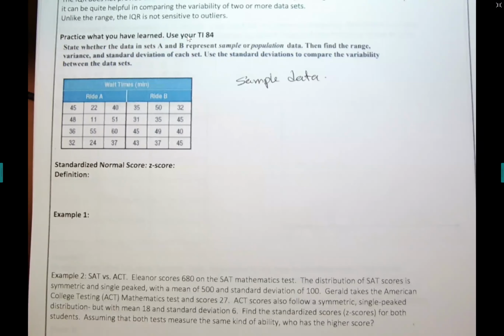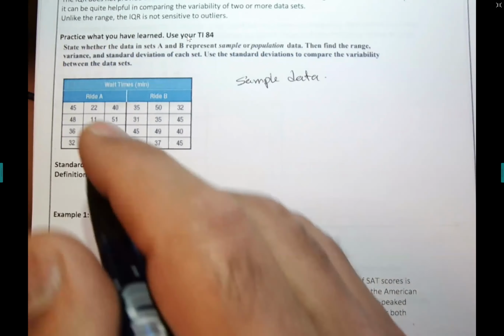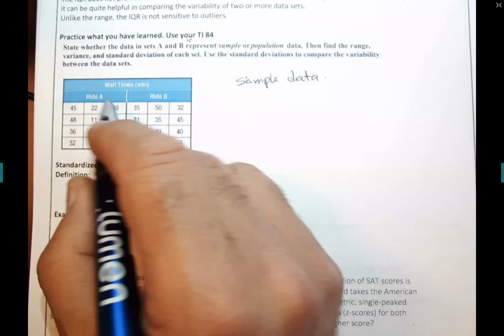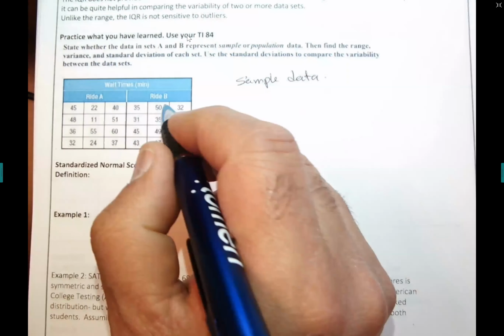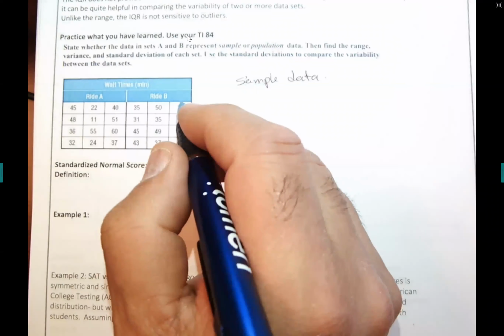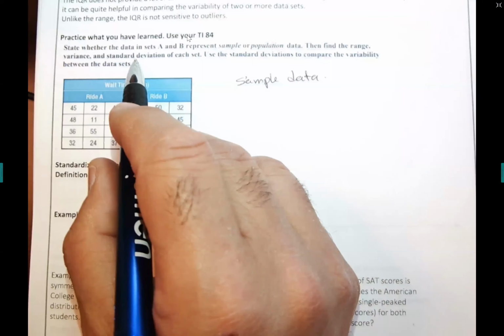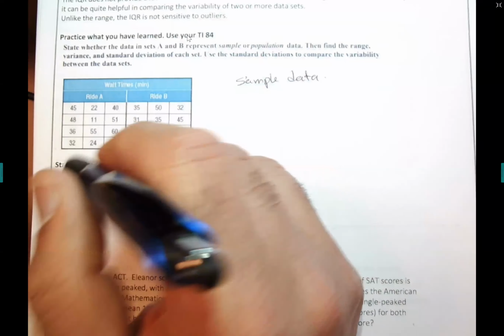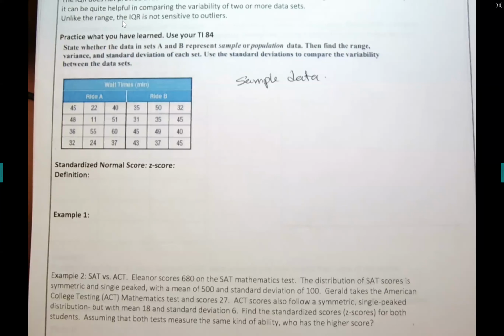Find the range, variance, and standard deviation of each set. Okay, guys, I'm gonna pause for a couple minutes and have you work on this one. So what I'd like you to do, for ride A, I'd like you to put the data in L1. For ride B, I'd like you to put the data in L2 and find me the standard deviation. He says the variance and the standard deviation. So I'm gonna pause the recording for a few minutes.